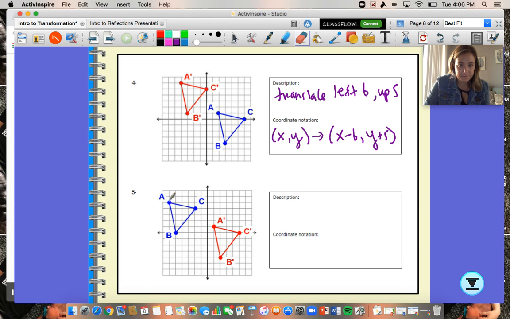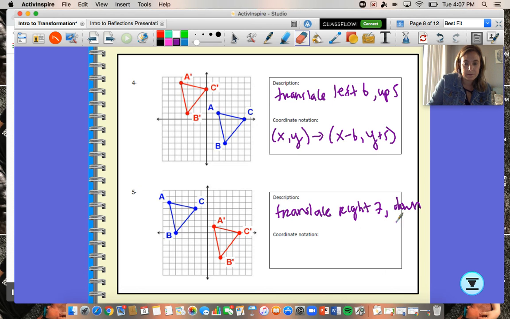What about here? So pre-image, image. Pre-image doesn't have the primes. It's the original one. Sometimes there's multiple transformations and you'll end up with even more primes. That'll happen eventually. So this is going to say translate 1, 2, 3, 4, 5, 6, 7. Right 7 units. And down 1, 2, 3, 4. So XY becomes X plus 7, Y minus 4.